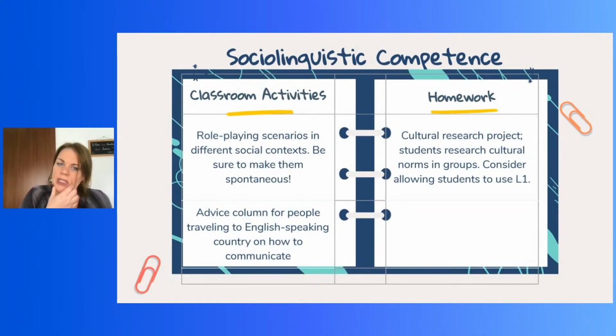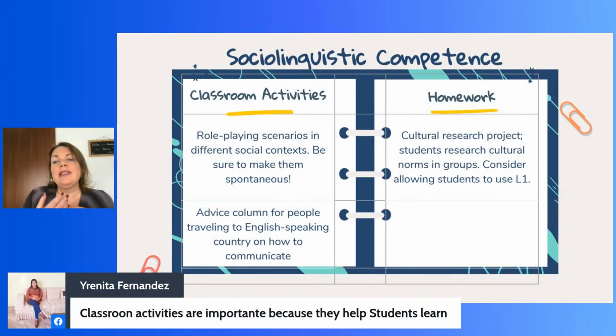Okay, sociolinguistic competence. So as classroom activities, we can do role-playing scenarios in different social contexts. So we can have formal context, we can have informal context, the participants can change, etc. But just a slight word about role plays. Role plays oftentimes are not as communicative as we think because they end up being very scripted. In other words, oftentimes students write a script, they memorize the script, and then they regurgitate, recite the script. That's not so communicative. It's important to make these spontaneous.